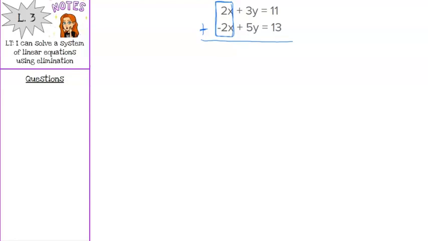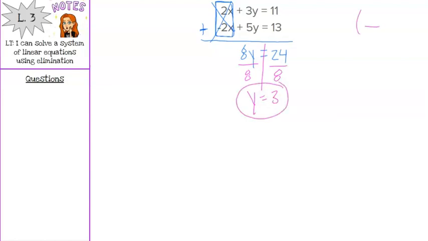So if we do 2 plus -2, we get 0x, or it just eliminates. We don't have any x variables. Then we move on. 3y plus 5y is 8y, equals 11 plus 13 is 24. So by eliminating our x variable, all we have left is our y variable, which now we can solve. 8y equals 24. We undo that multiplication with division, divide both sides by 8, and we get y equals 3.